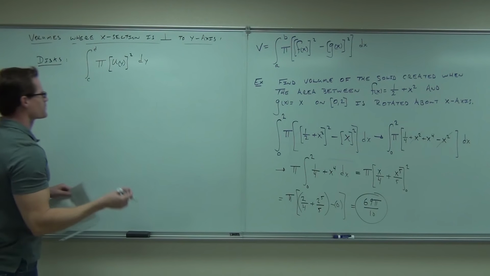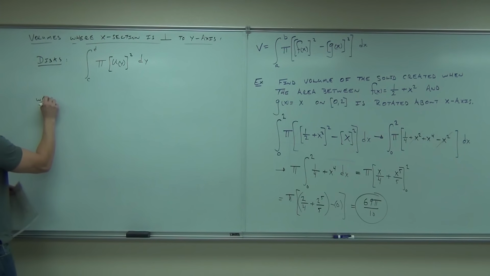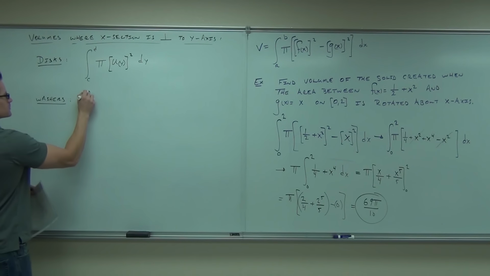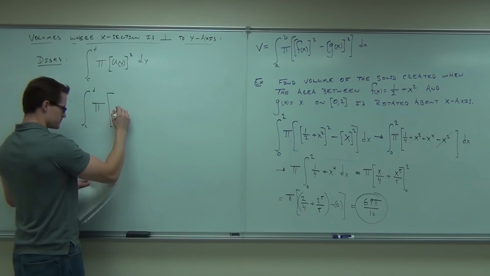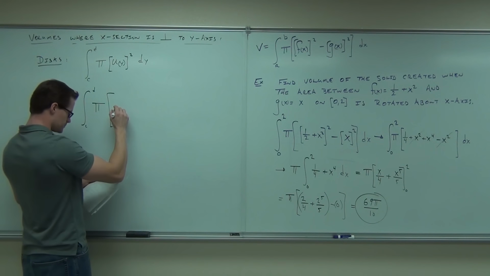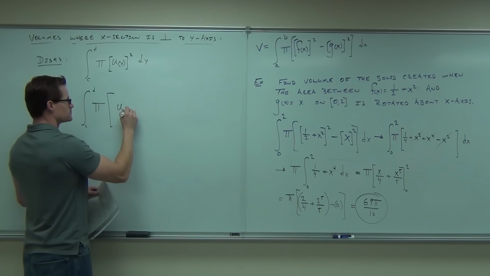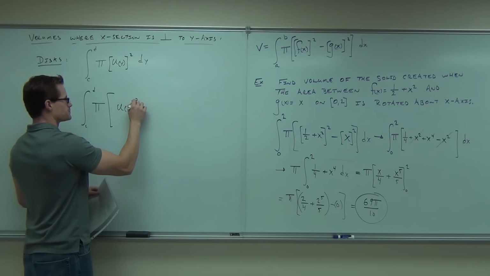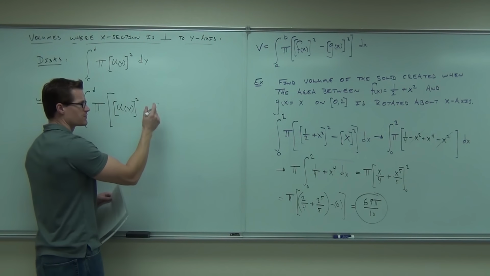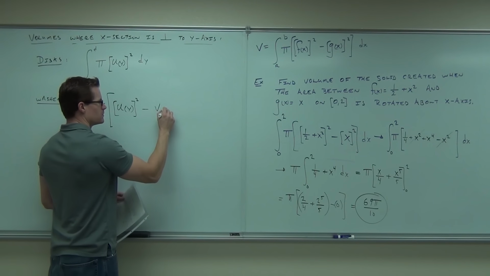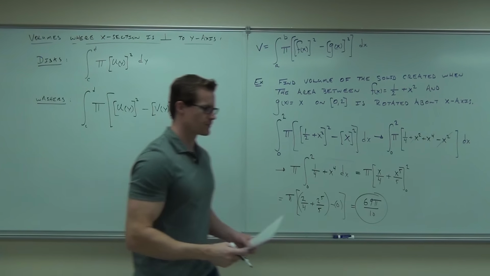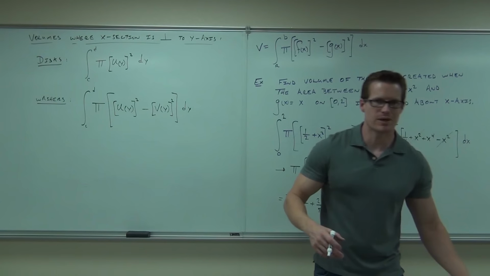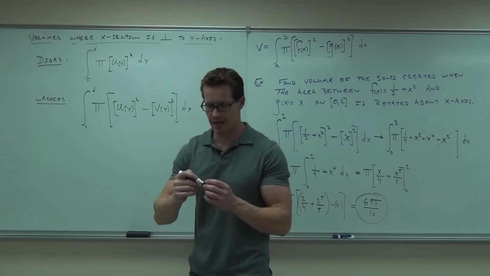For the washers, very, very similar. Still from C to D. Still a pi. Still the radius squared, some outside function minus some inside function, squared. Hopefully it looks familiar to you. It's basically the same exact idea, only you're going to the y-axis instead of the x.